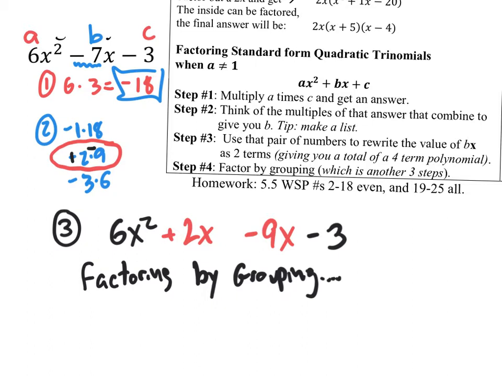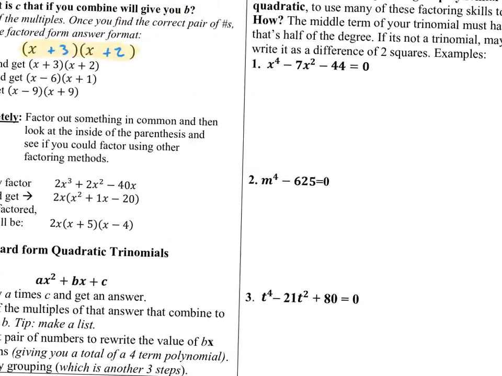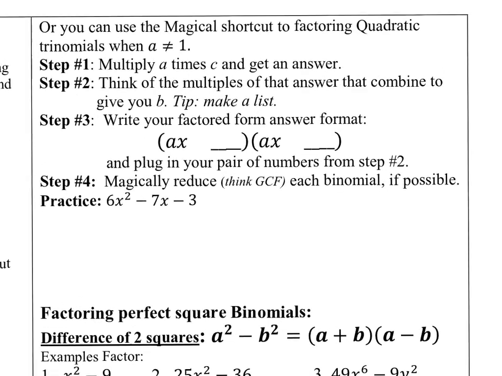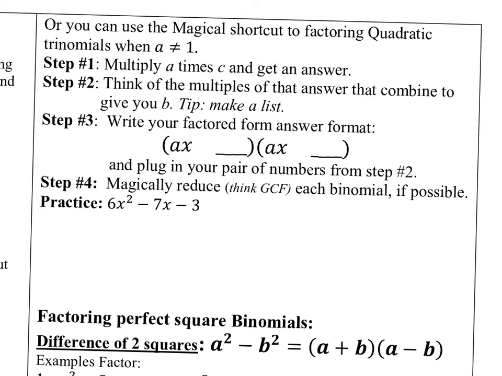But I'm not. I'm going to show you a different method. I mean, if you're already good with factoring by grouping, yeah, go ahead, factor by grouping, and you'll be able to factor it. But let me show you this magical shortcut, all right? Here's the magical shortcut. It says, or you could use the magical shortcut to factoring quadratic trinomials when a is not 1.